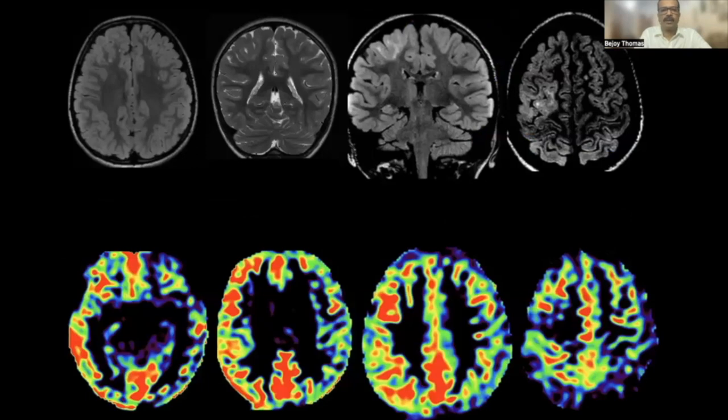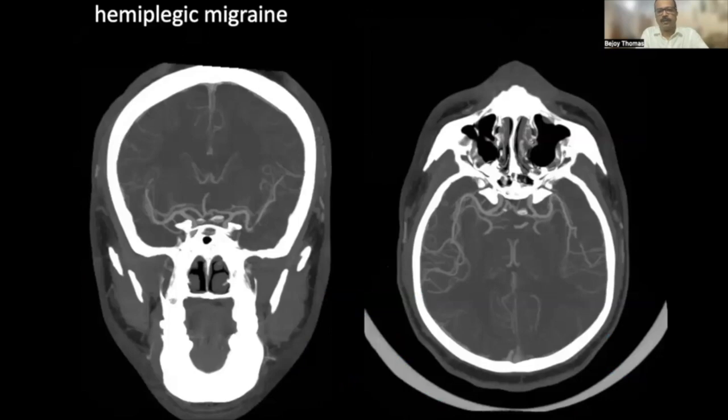This is another case where again you can see the dysplasia, you can see areas of hyperperfusion in the frontal region, again pointing to whether this is a substrate or an epileptogenic zone or it's actually propagation. It's not very clear.